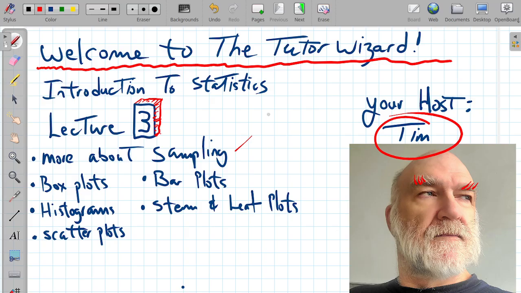Anyway, as far as the descriptive statistics goes, we're going to get into box plots, or I like to call them box and whisker plots because I'm old. Bar plots, we'll do some histograms, stem and leaf plots, and talk about some scatter plots as well. And again, I'm just hitting the main topics because there's other plots too.